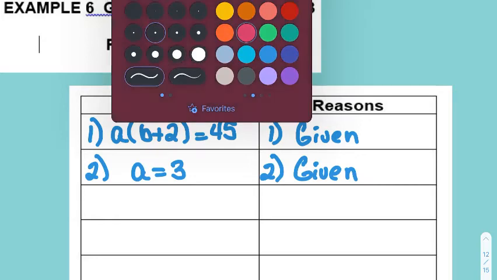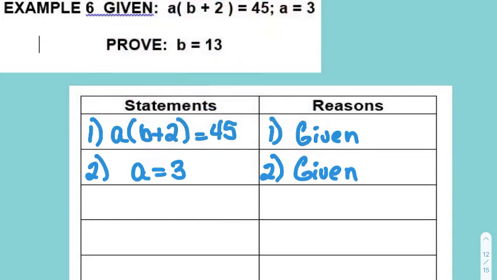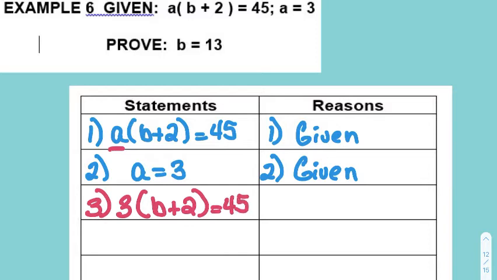All right, so since we are being given that a is equal to 3, and we have our a in our first given statement, let's plug in 3 for a. So that would be 3 times (b plus 2) equal to 45. All right, so we did that by substitution. We plugged in the value of 3.